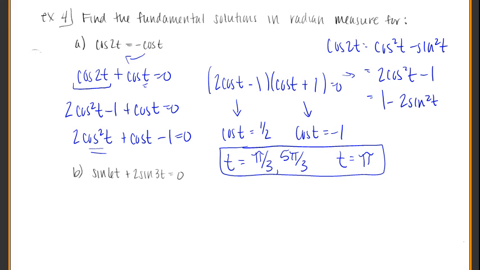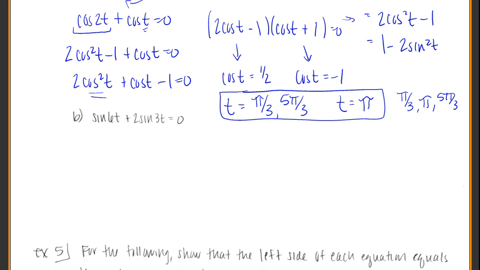And again, the book might list it in order. Increasing order would technically be pi over 3, then pi, and then 5 pi over 3. But like I said, you don't have to worry about doing that.